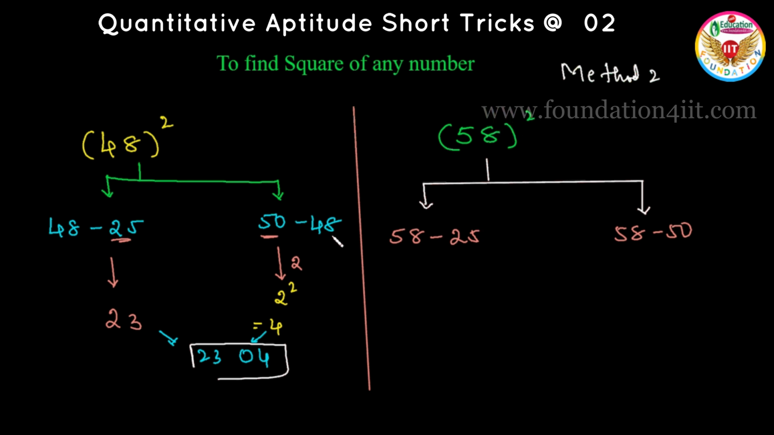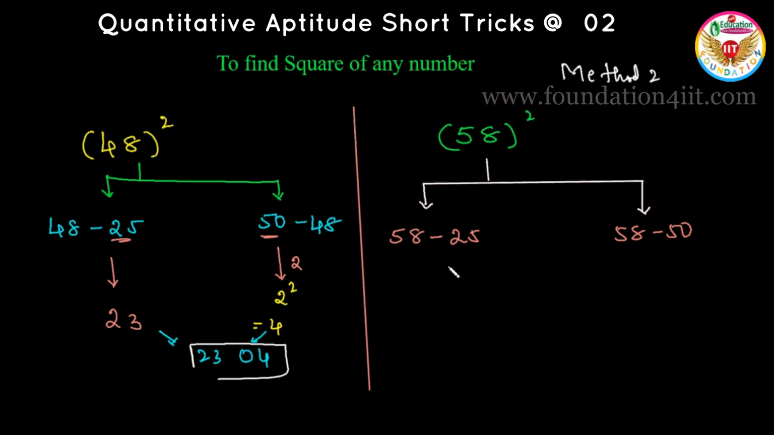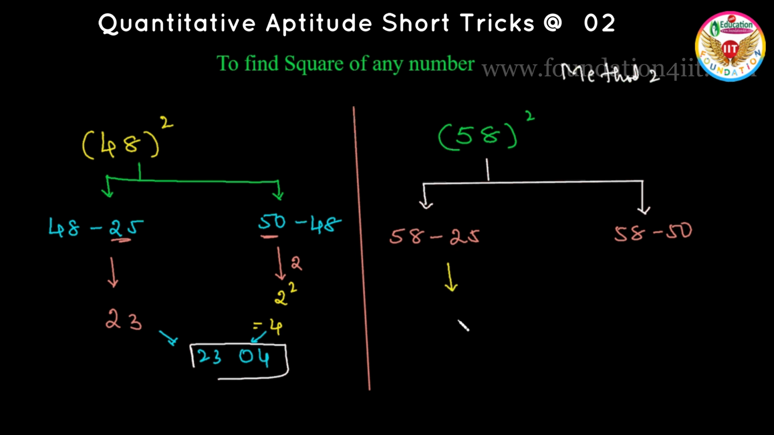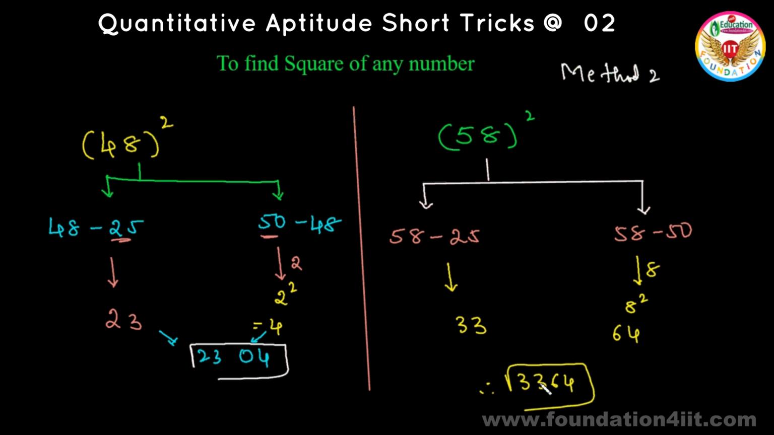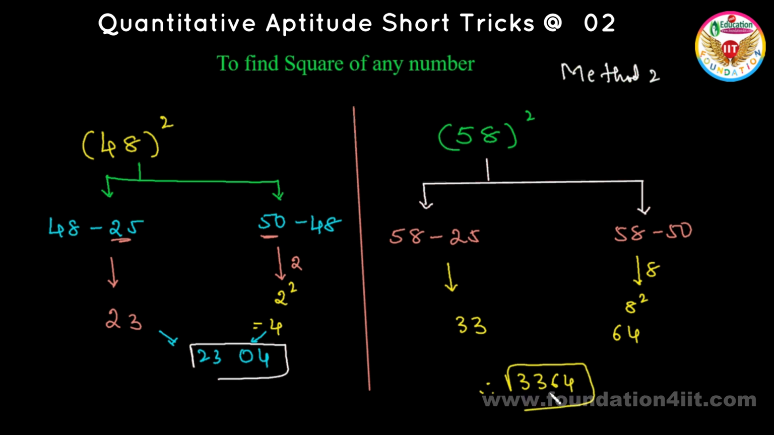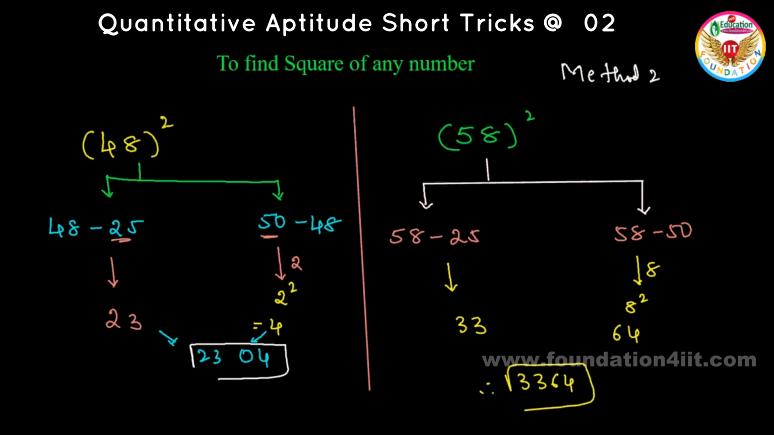Previously we took 50 minus 48. Now it's simple: 58 minus 25 is 33, and 58 minus 50 is 8. But you have to take 8 squared. 8 squared is 64. So together we write 3364. Simple, 3364. Clear, no? Yes. One more example.